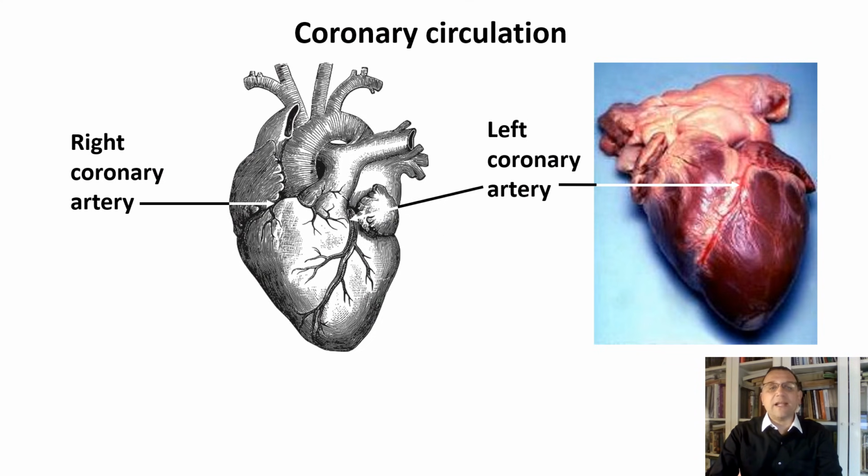The heart muscle, like every other organ or tissue in our body, needs oxygenated blood to survive. Blood is supplied to the heart by its own vascular system called coronary circulation. We mentioned it once before. Coronary arteries supply oxygenated blood to the heart muscle. Cardiac veins then drain away blood after it has been deoxygenated.